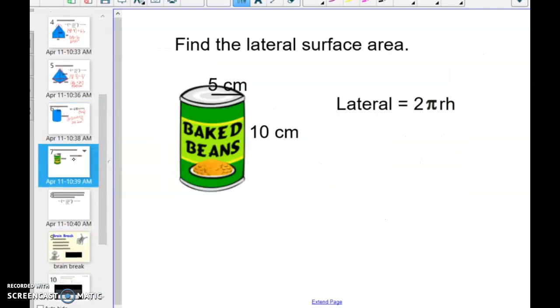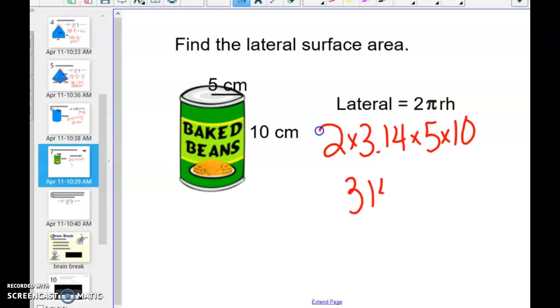All right, next one, find the lateral surface area, because a lot of times you'll also need to be able to find the lateral area of a cylinder. So I would have to do 2 times 3.14 times 5 times 10 to find the area of the label that would go around that cylinder. The label takes 314 centimeters squared.